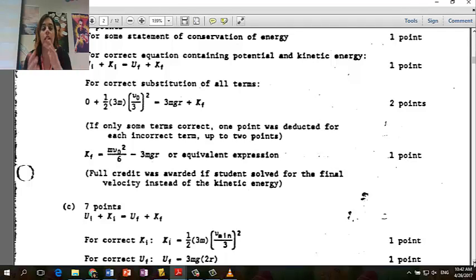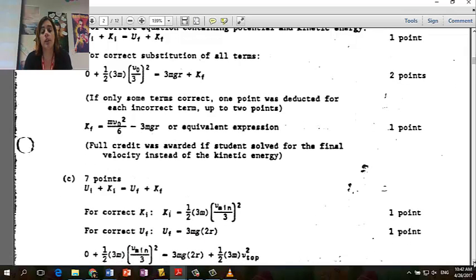That means if you didn't simplify it the same way they did, or you went further in your simplification, you still get those points. Okay. Note here, you could find the area under the curve if you found velocity instead of kinetic energy, and you still got full credit.